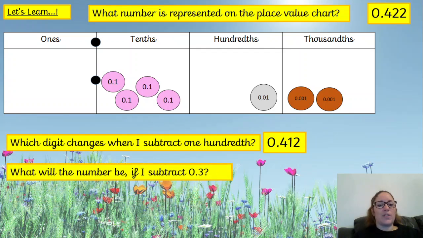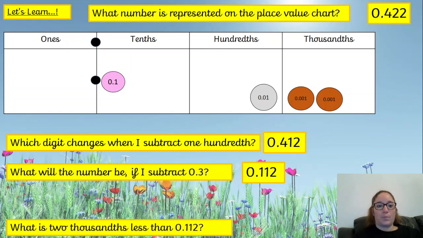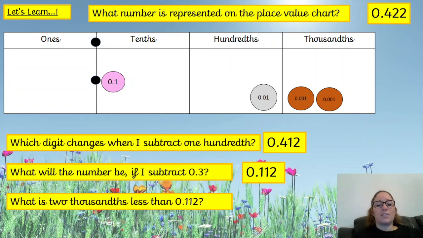What will the number be now if I subtract 0.3? So which one is 0.3? It's our tenths. So if we take 3 away, what's our number going to be? 0.112. What is 2,000ths less than 0.112? So if we take away 2,000ths, it's just going to be 0.11. You could add a 0 on the end if you want to, but you don't need to. So 0.11, because we've got 1/10, 1/100th.